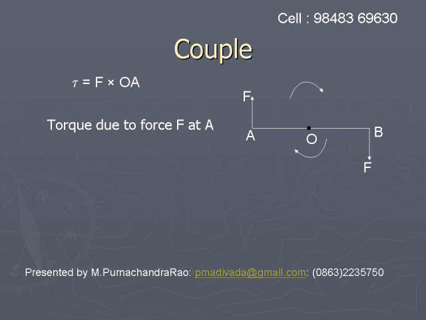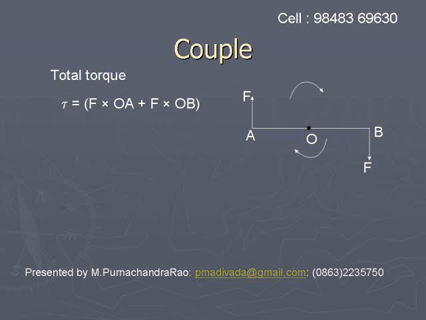Then the torque created by the couple will be: the force at A creates a torque F into OA, and the force at B creates a torque F into OB. Hence, the total torque by the couple is tau equal to F into (OA plus OB). So, tau is equal to F into AB. This is the total torque.